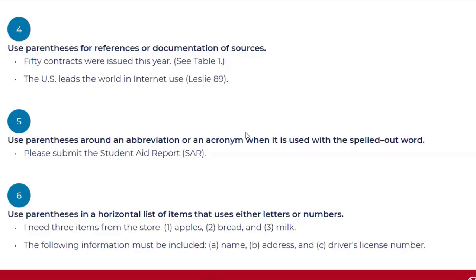For example, the US leads the world in internet use. This is a kind of claim. Where this claim is from, that source has been given here: Leslie 89. Maybe that is a research paper, a book, or an article. In that article, this information was given. Meaning you are giving a reference for this claim, this statement, that it was somewhere in that book, article, or paper.